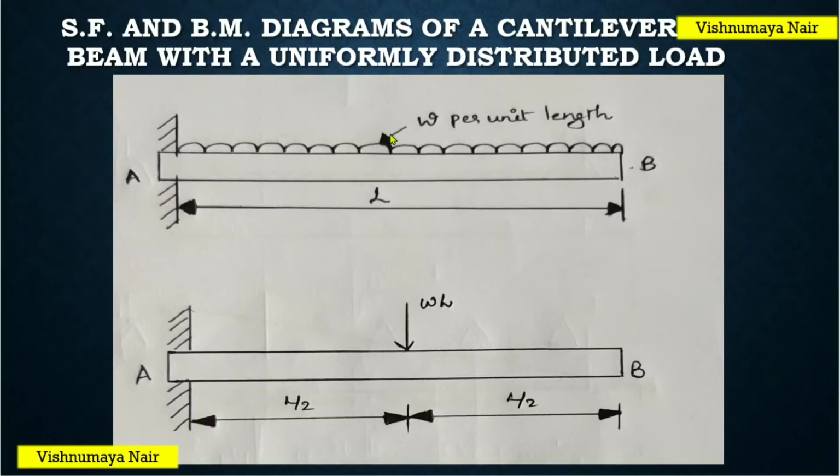For solving numerical problems, what we usually do is convert this UDL, that is uniformly distributed load, into a point load acting at the center of the load. In this case, the equivalent point load will be acting at the center of the beam. So, center of the beam means a distance of L by 2 from both the ends. And the value of the point load will be equal to W into the length of the load. Length of the load here is L. So, this point load W into L will be acting at the center of the beam like this.